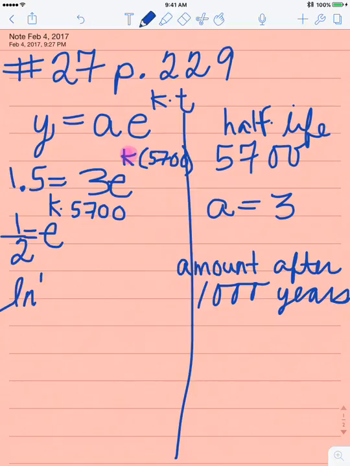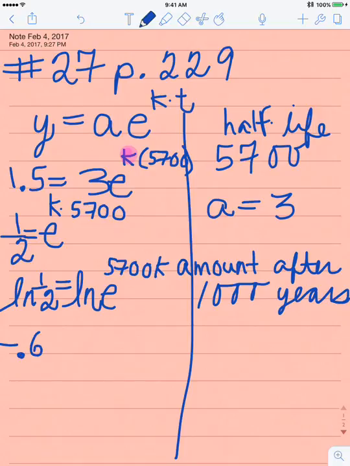So I'm going to natural log this side, natural log of 1/2 equals the natural log of e to the 5,700k. And what happens? Okay, so I'm going to take my calculator out. Let's see. And what is the natural log of 1/2? It's negative 0.693147. Notice I don't really round now. You don't want to round at the intermediate steps or the steps in between because it might affect your answer in the end.